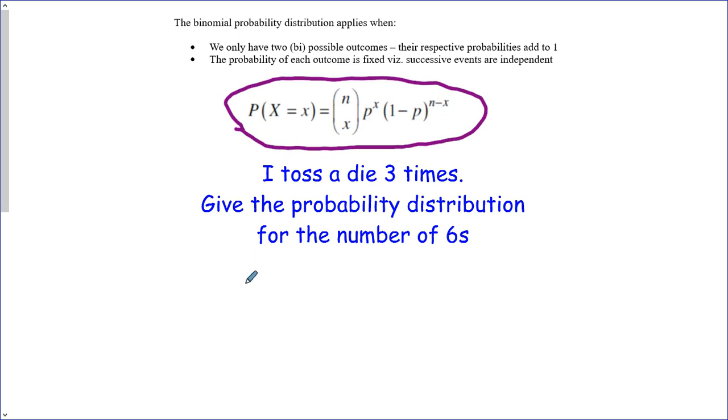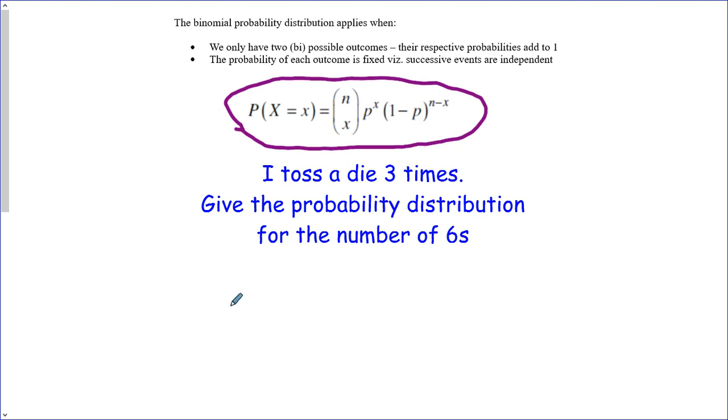So there's a way of writing down these binomial distributions, but before I show you how to do that, just to stress that binomial distributions happen when we only have 2 possible outcomes. So we've got success and non-success. Those 2 always have to add up to 1. And the probability of each outcome is fixed. So for example, if I toss a die, each time I toss it, I get exactly the same chance of getting a 6 or 5 or whatever it might be.